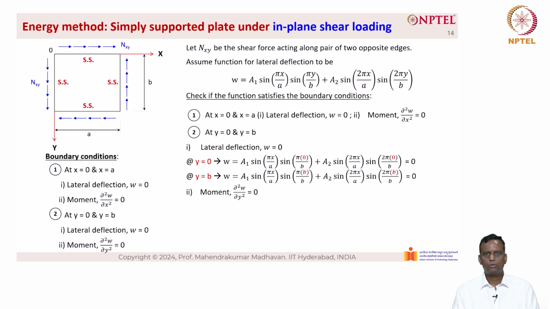Now, the moment ∂²w/∂y² equal to 0. So, at y equal to 0, ∂²w/∂y² is given as minus a1 into π²/b² into sin(πx/a) into sin(π·0/b) minus a2 into 4π²/b² into sin(2πx/a) into sin(2π·0/b), which again is equal to 0.